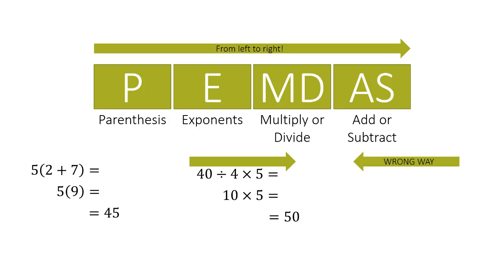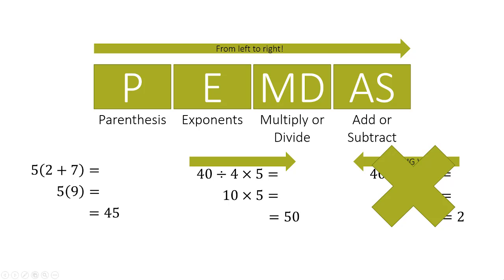If we did it the wrong way, from right to left, we would do 5 times 4, which would give us 20. And then I would do 40 divided by 20, which would end up with 2. So I get a very different answer if I go from right to left. So remember, left to right is the correct way to do these multi-step problems.